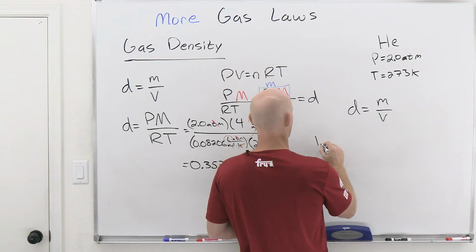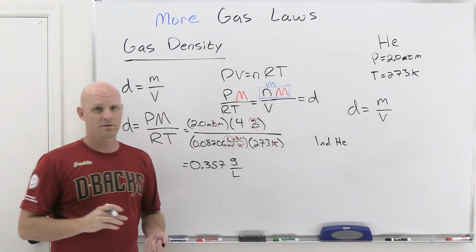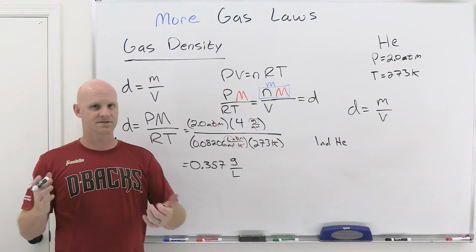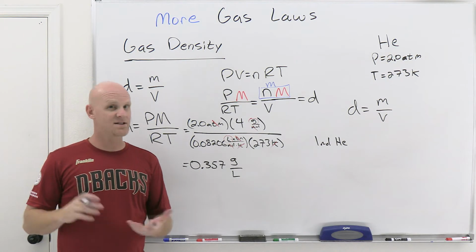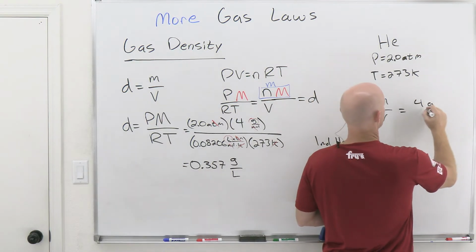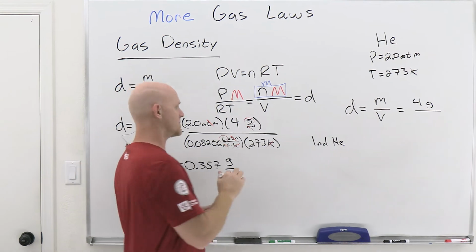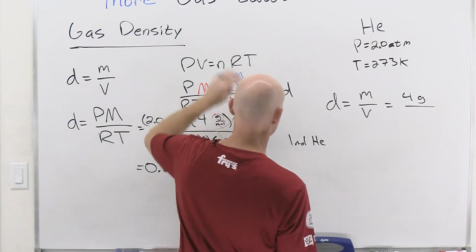And so if we have 1 mole of helium, well, look at the periodic table, and 1 mole is going to correspond to a mass that's the same as the molar mass. And so for our mass, we just get our 4 grams. But then for our volume, that's what you're going to use the ideal gas law for. Notice again, we derived this using the ideal gas law.